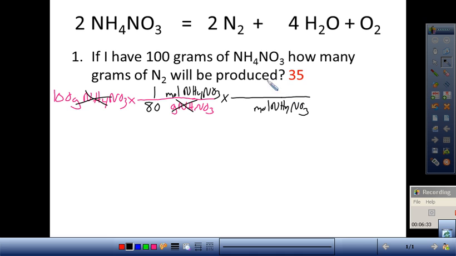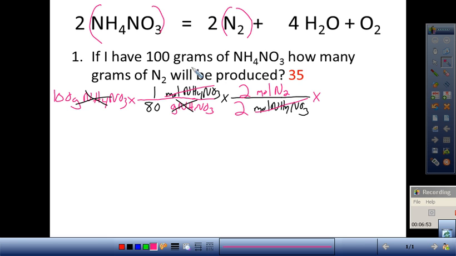I'm in NH4NO3, I want N2. So this is a good time. I can go from moles of one thing to moles of another. And I take the number from here. There's 2 of these, and there's 2 of these. So 2 to 2 ratio. Cross off my like units.